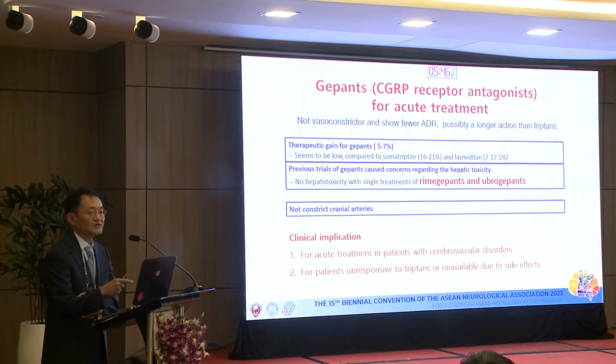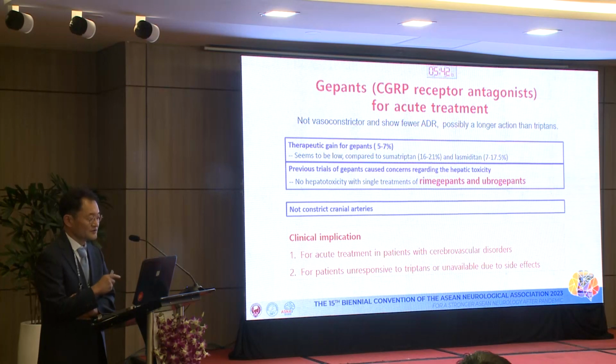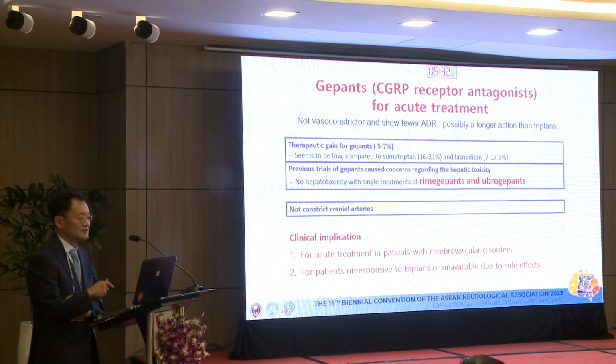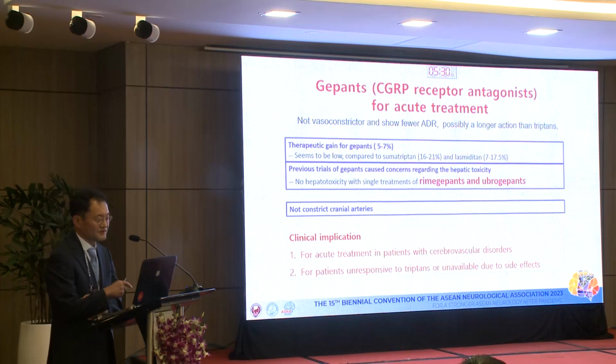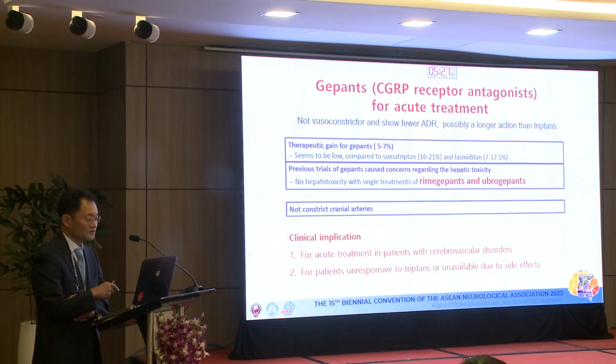CGRP receptor antagonists are named gepants. Gepants are used for acute treatment. They are not vasoconstrictors, they show few adverse reactions, and possibly have a longer action than triptans. Therapeutic gain for gepants is 5 to 20%. That seems to be low compared to sumatriptan and lasmiditan.